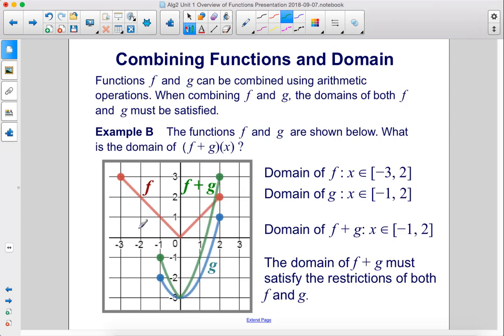Alright, so the domain of f was -3 to 2. The domain of g was -1 to 2. Therefore, the domain of f plus g is -1 to 2. The domain of f plus g must satisfy the restrictions of both f and g. Since the numbers from -3 to -1 aren't in the domain of g, they cannot be in the domain of f plus g. So we take the smallest amount of the overlapping domain, which is from here to here, and that is our new domain of f plus g.